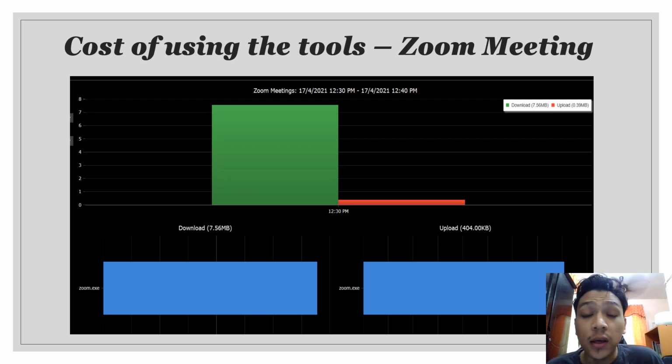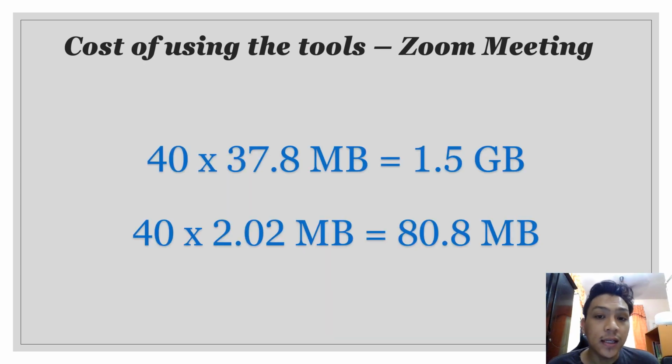As you can see in this figure, Zoom meeting costs a student download traffic of 7.56 MB and upload traffic of 404 KB of data. Times that by 5 and you will get 37.8 MB of data downloading and 2.02 MB of data uploading. That concludes a full 50 minutes of a class session. If, let's say, a student has 10 sessions per week and 40 sessions per month, times the previous bandwidth by 40 and we will have 1.5 GB of data downloading and 80.8 MB of data uploading.